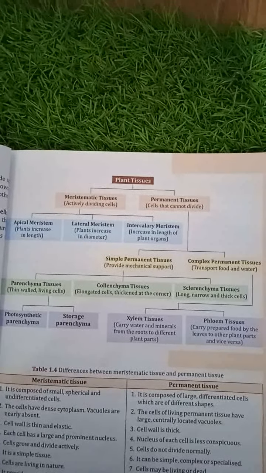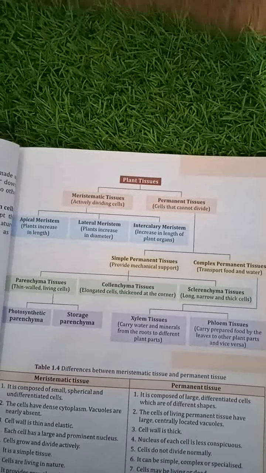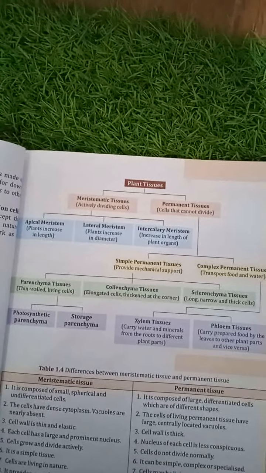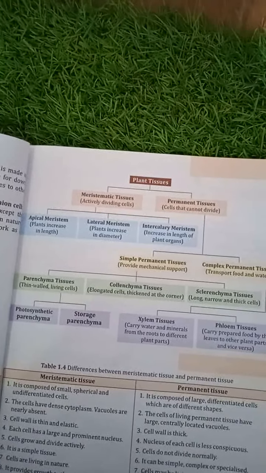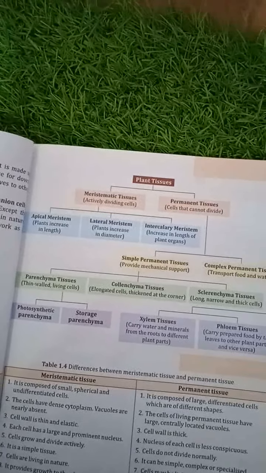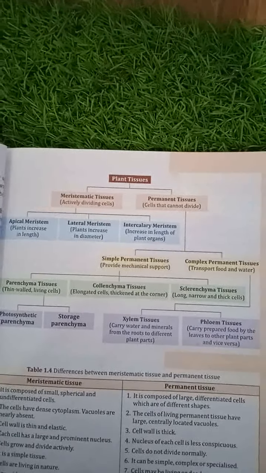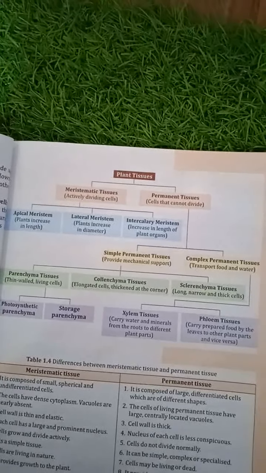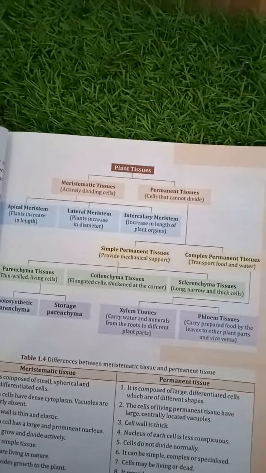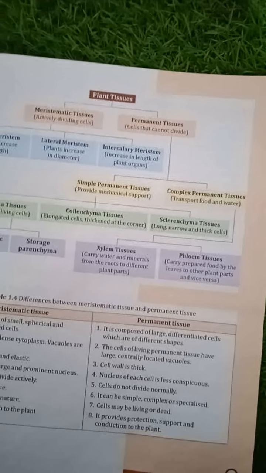Then simple permanent tissues are also of 3 types: parenchyma, collenchyma, and sclerenchyma. We have done the difference. The only thing you have to learn is that parenchyma cell wall is very thin. Collenchyma has uneven thickening due to the presence of cellulose and pectin, and sclerenchyma has thickened cell walls due to the deposition of lignin. Then comes the types of complex permanent tissues, xylem and phloem. Xylem tissues carry water and minerals from roots to different parts of the plants, and phloem tissues carry food prepared by the leaves to other plant parts, and vice versa.